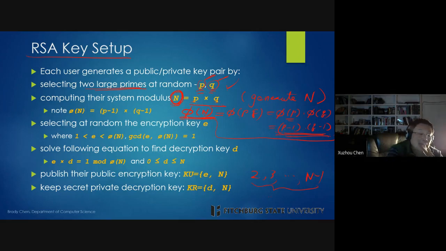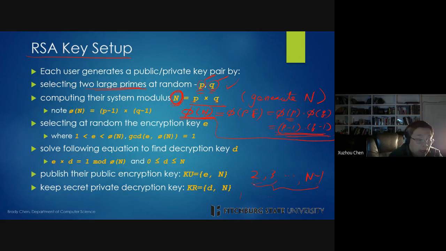So it's the number of integers from 2 to n minus 1. So these are the integers smaller than n. That's why it's 2 to n minus 1. But relatively prime to n. So that's the phi of n.